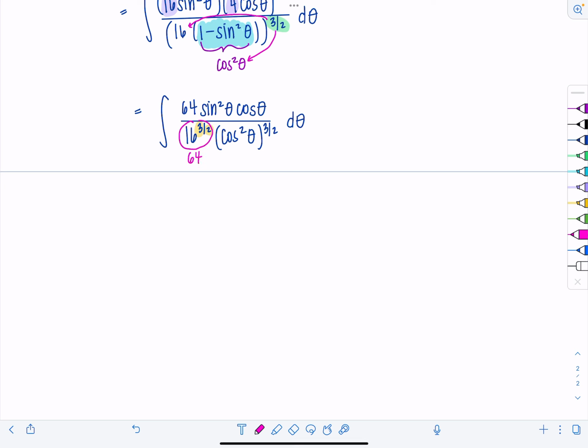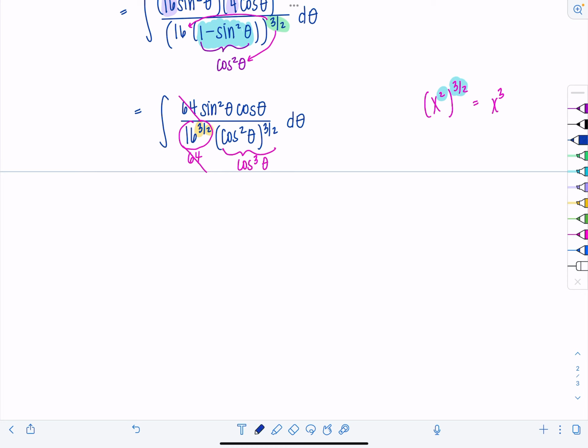And you see how we have a 64 in the numerator too? Oh, fabulous. So just cancel right there. And then similarly, if you have cosine squared theta raised to the 3/2, think about it this way. If you have, say, x squared raised to the 3/2, think about your laws of exponents. Back when you were a sweet little algebra student, you multiply those exponents. So 2 times 3/2 is just going to be 3, right? You would have x cubed. So similarly, this cosine squared theta raised to the 3/2 is going to be cosine cubed theta.